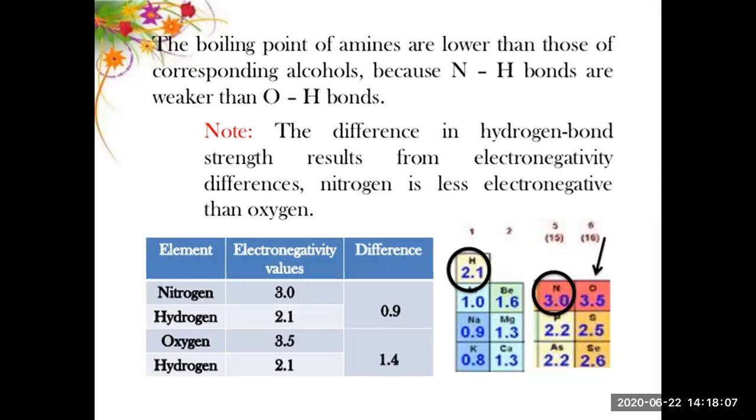Next, the boiling points of amines are lower than those of corresponding alcohols because nitrogen-hydrogen bonds are weaker than oxygen-hydrogen bonds. Note the difference in hydrogen bond strength results from electronegativity: nitrogen is less electronegative than oxygen. So a few examples: the electronegativity values are nitrogen 3.0, hydrogen 2.1, oxygen 3.5, and next one is 2.1. So this is the difference, and that's why these show different boiling points.